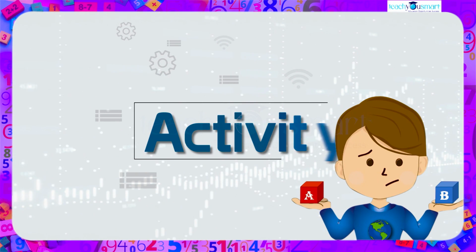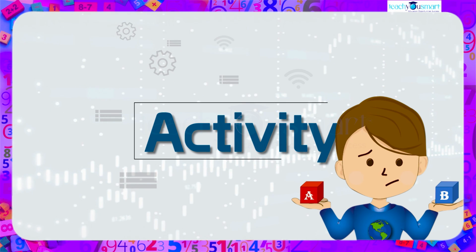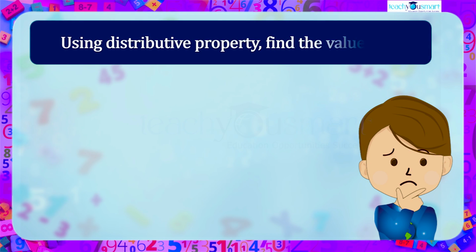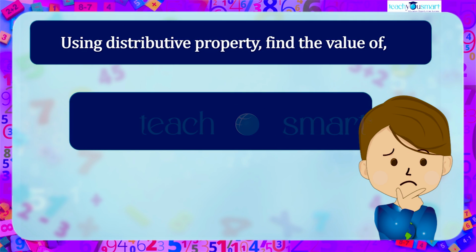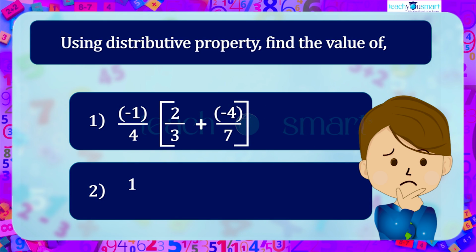Before winding up, let's check how much you understood by doing an activity. Using distributive property, find the value of first, -1/4 × (2/3 + (-4/7)). Second, 1/2 × (-2/5 - 3/10).